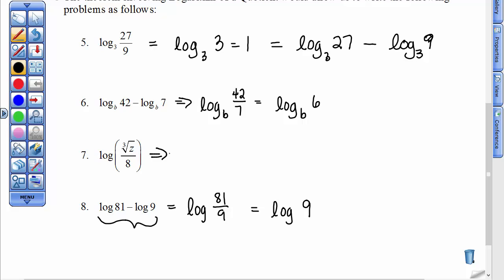Here, if I wanted to write it as subtraction, I could write it as the log of the cube root of z minus the log of 8. Again, I don't have to write the bases because there was no base given, meaning it's a base of 10. So I'm just trying to go from a single logarithm and break it up into two parts, or two logarithms, and because of subtraction, recognize it's a division problem.